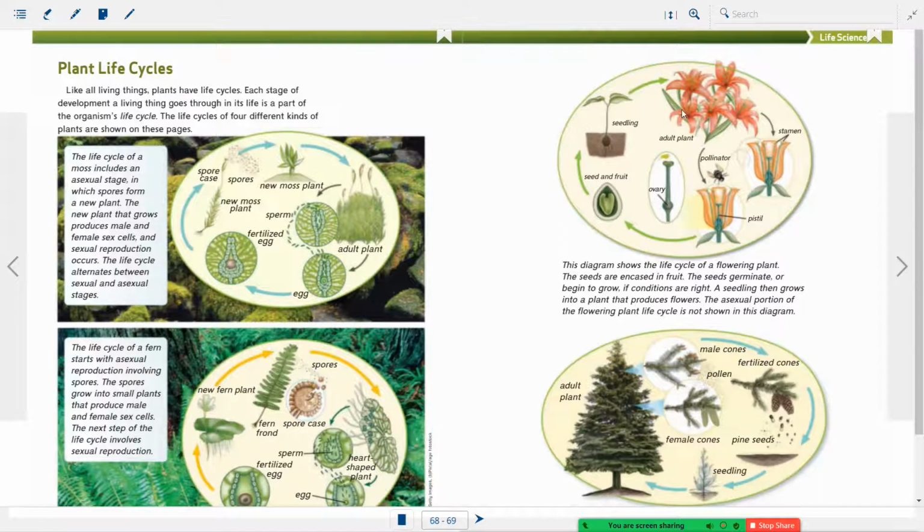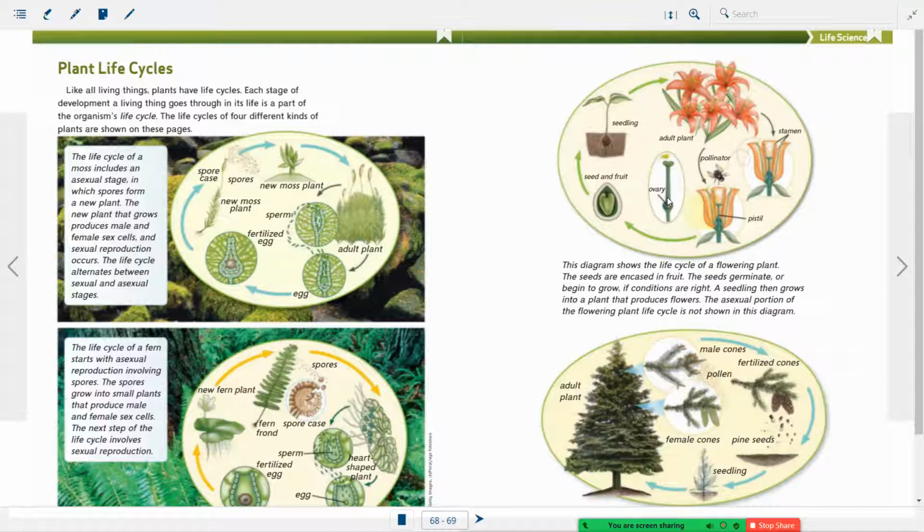So once you have your seedling, it grows into an adult plant. The adult plant develops a stamen where it has the pollen. We have our pollinator, in this case, that's the bee. It'll bring pollen from another plant into the pistil and then down into the ovary of the flower.